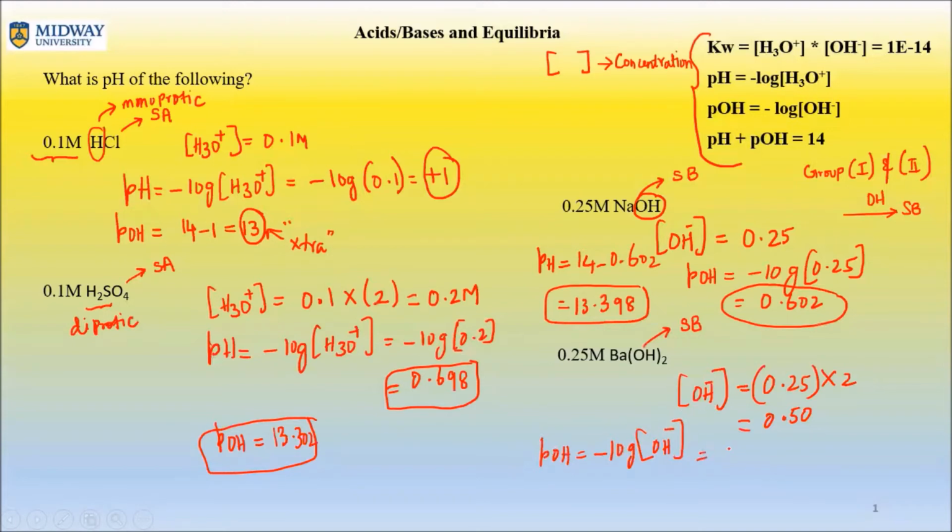So it'll be negative log of 0.50. So log of 0.50 is 0.301. And pH would be 14 minus 0.301, which is 13.7.